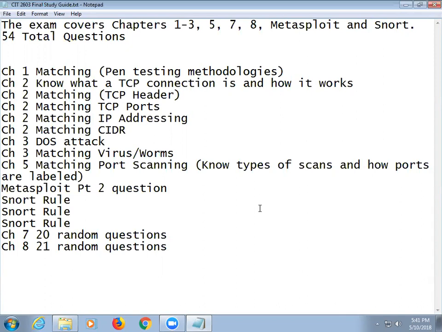So the first one is just about the methodology. And if you look at the slides where it talks about methodologies, that's what it's about. Okay.